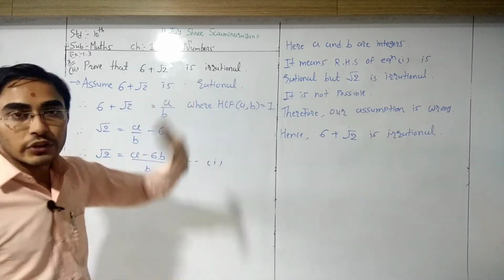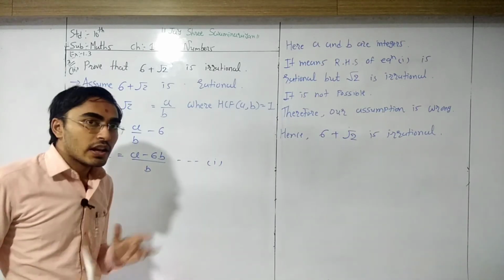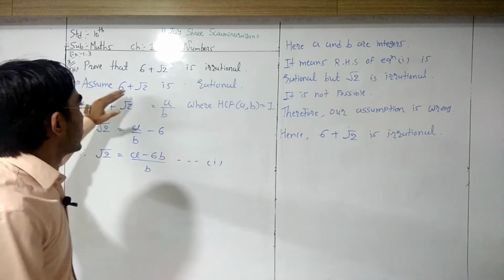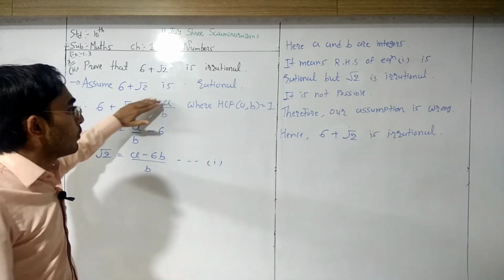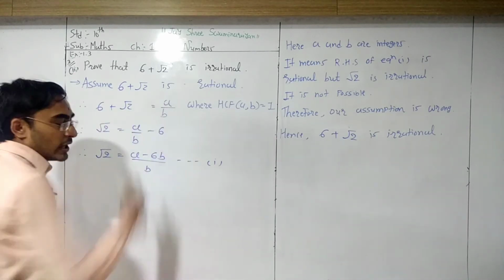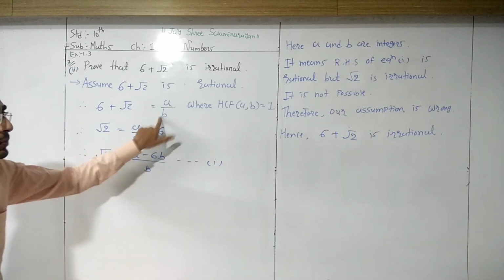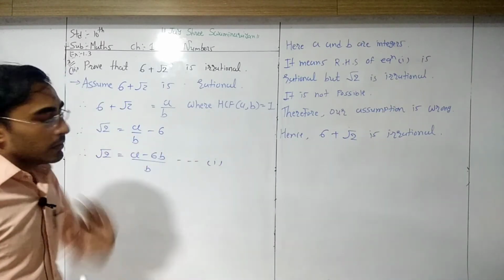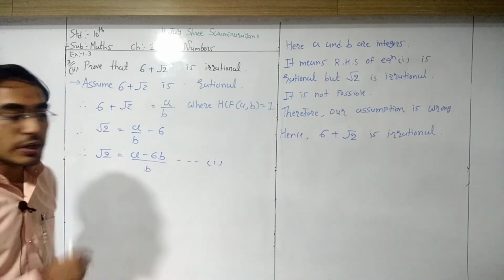That means 6 plus root 2 is a rational number. Again, if this is a rational number, then we can represent it in the form of a by b, right? So 6 plus root 2 is equal to a by b, where HCF of a and b is equal to 1. That means a and b are both co-prime numbers, so there is no common factor between a and b.